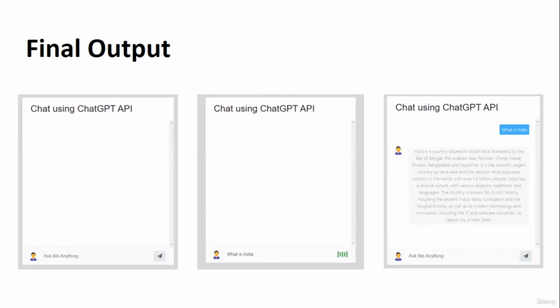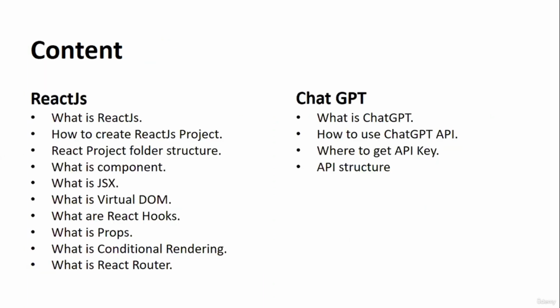But before moving forward, we are going to learn these contents, right? What is React.js, how we can create a React.js project, and various things which are required to understand the basics of how React works and how we can modify our code to achieve our goal. After understanding all these topics, what is React.js, how to create a React.js project, what is the structure of the project folder, then components, JSX, virtual DOM, React hooks, props, conditional rendering, and etc.